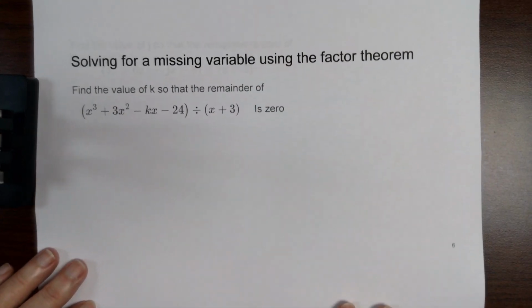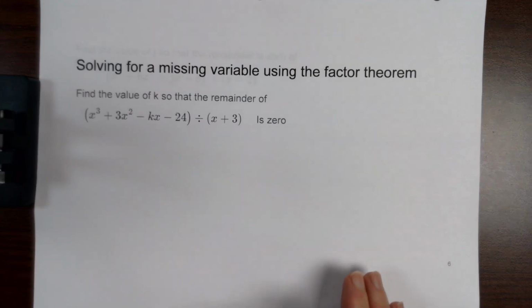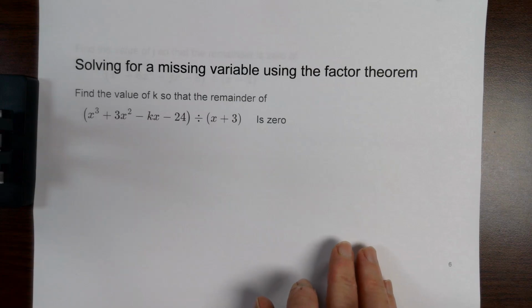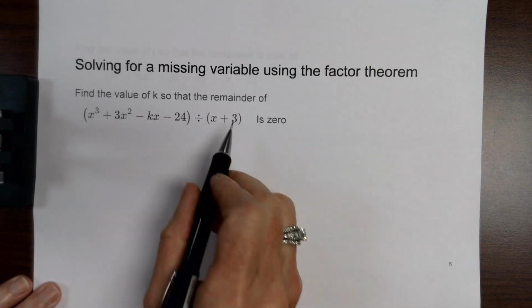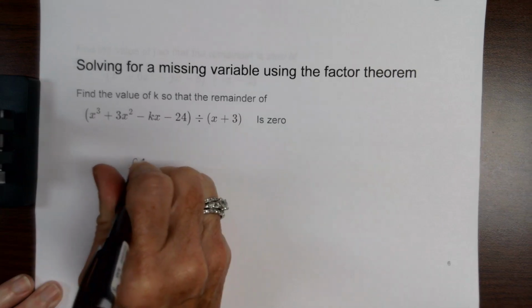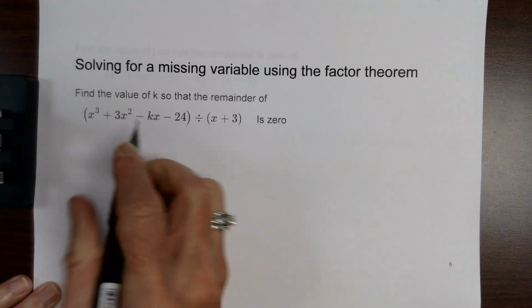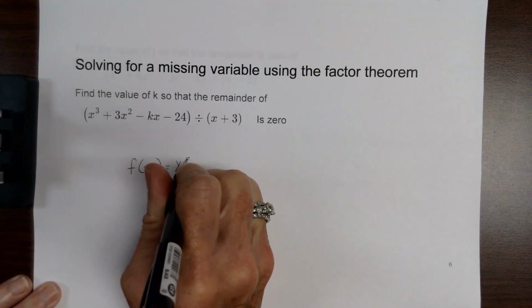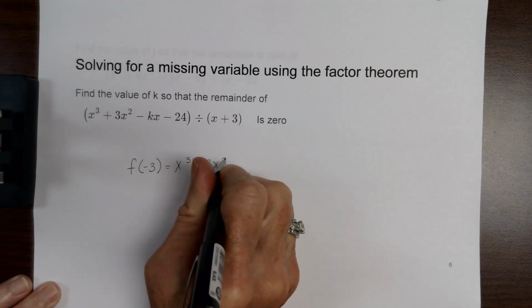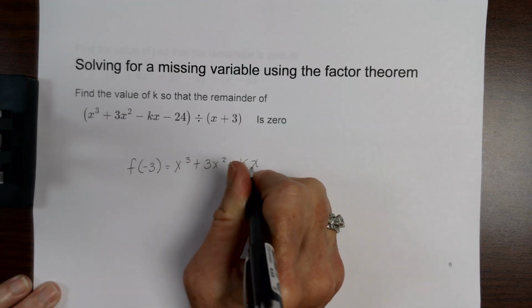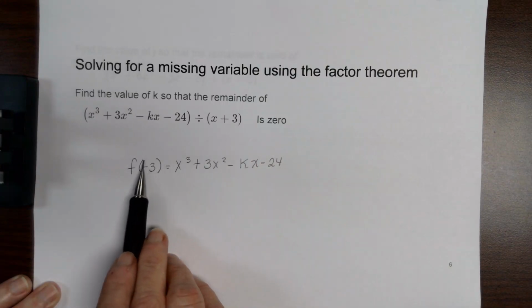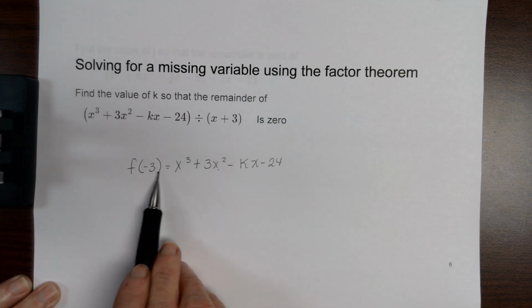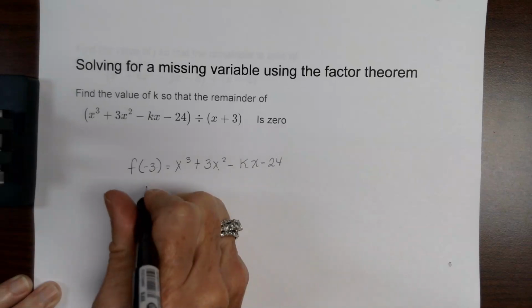All right, there's another type of problem that you're going to use this for. You're going to solve for a missing variable using the factor theorem. So find the value of k so that the remainder of this division problem is 0. So I know when I plug in the negative 3 into this equation, x cubed plus 3x squared minus kx minus 24, for this to be a factor, a solution of this, I would have to get 0 as a remainder when I plug it in.